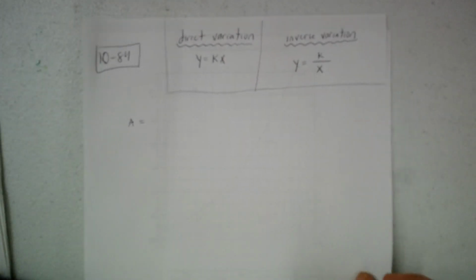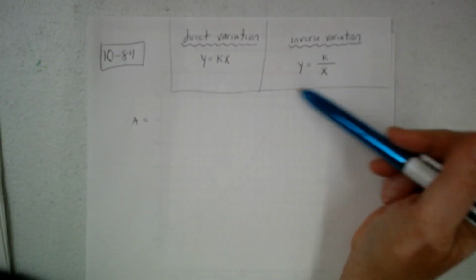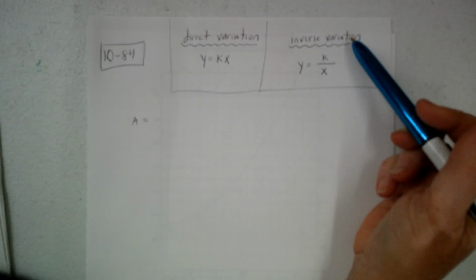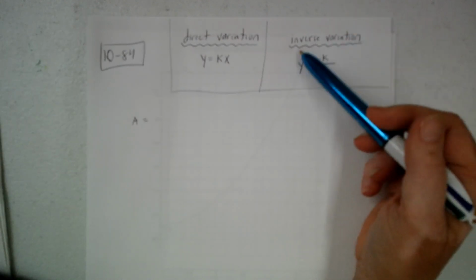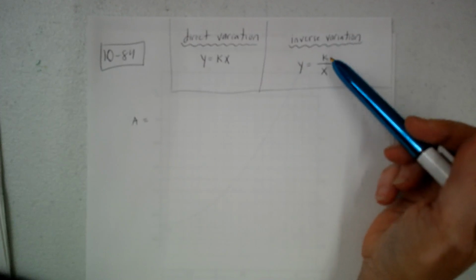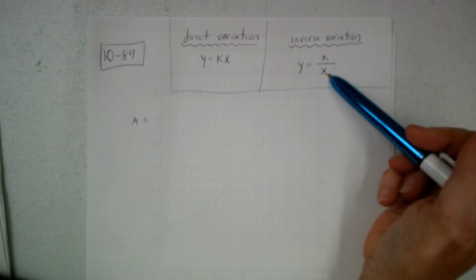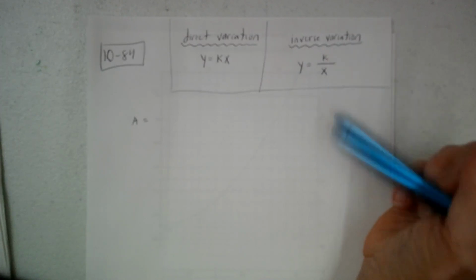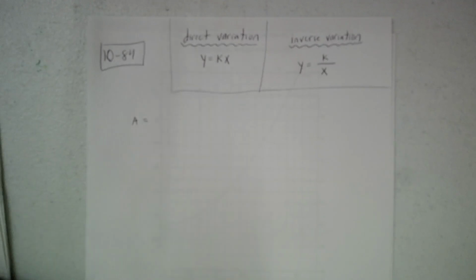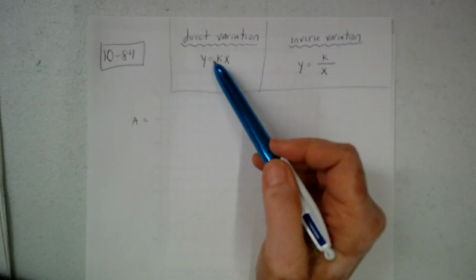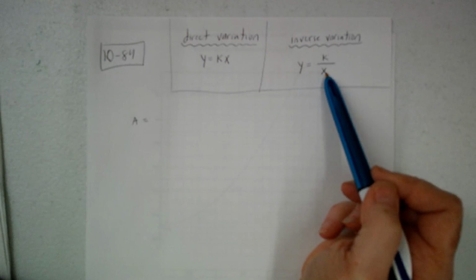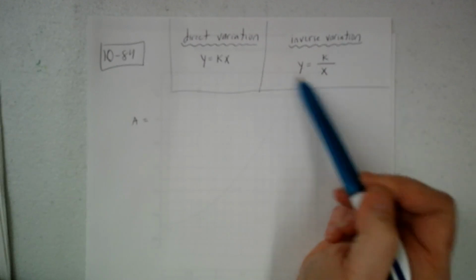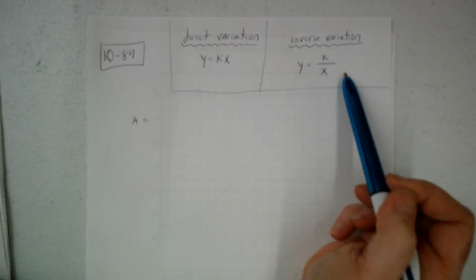I can't make it focus. So it turns out that inverse variation is like this right here, it says y varies inversely with x. So k is just a constant of proportionality. So this would say y varies directly as x, and this says y varies inversely as x. So you need to know that before you even start.